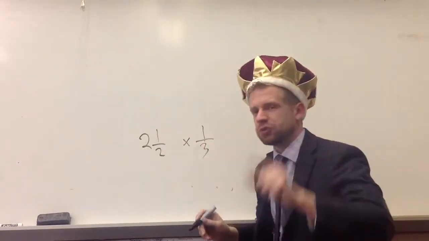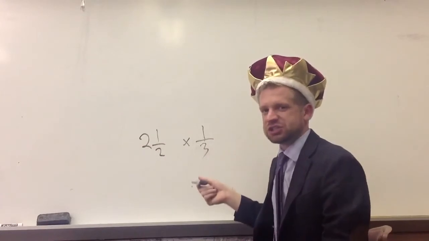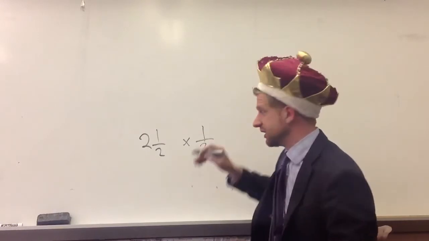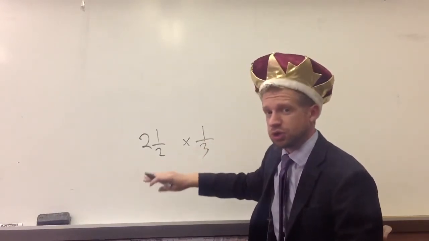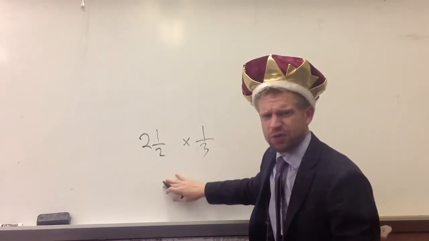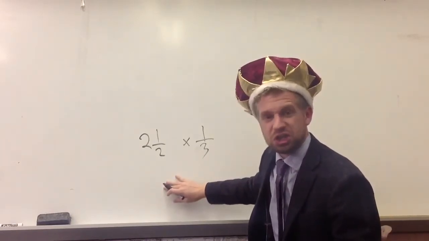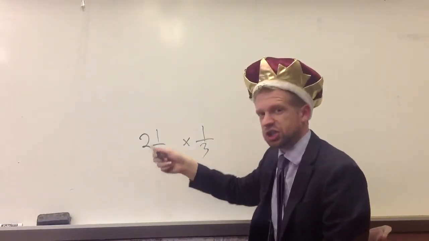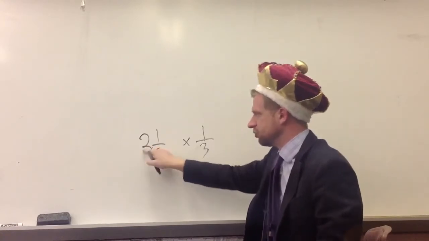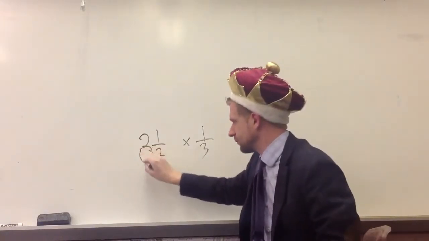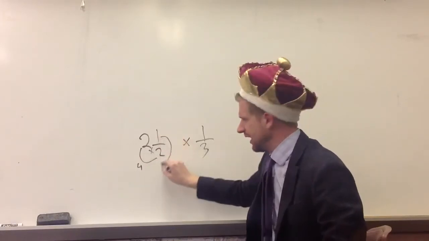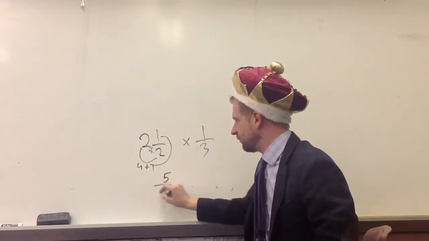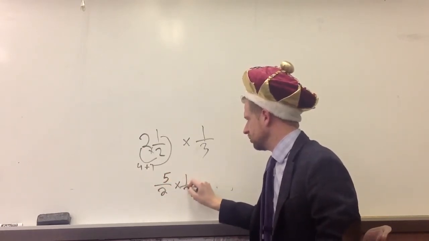Well, the first step you do is you change all mixed fractions into improper fractions. I'm a king and I like things proper, except when it comes to multiplying fractions. When it comes to multiplying fractions, I like my fractions improper instead of mixed, because I can. So the first step is making this mixed fraction into an improper fraction. I go 2 times 2, which gives me 4. And I take my 1 and I add to it 1, which gives me 5. So my new fraction is now 5/2 times 1/3.